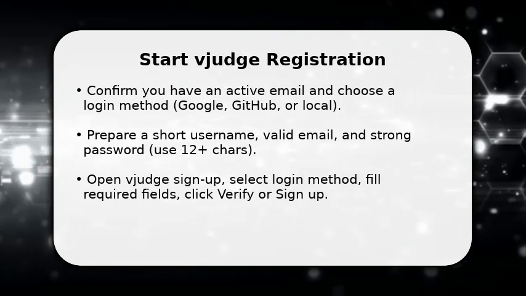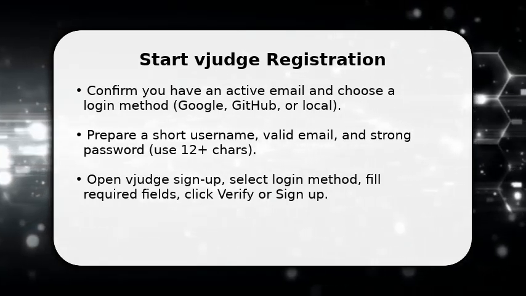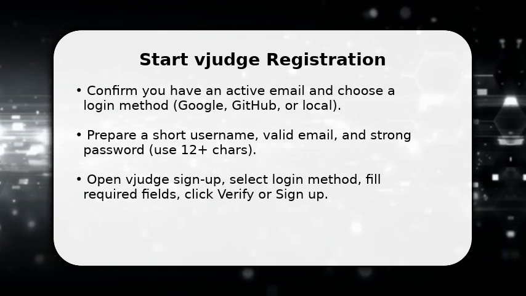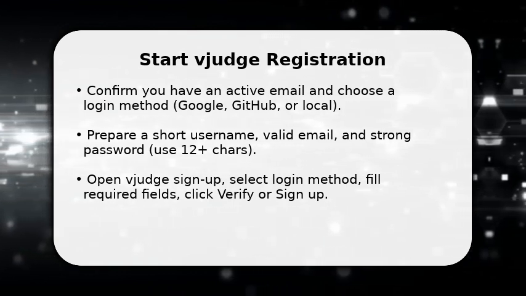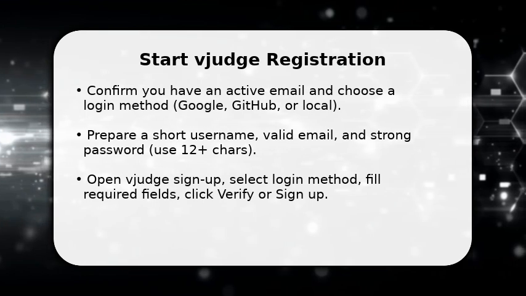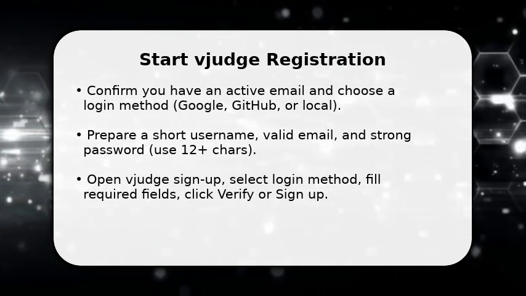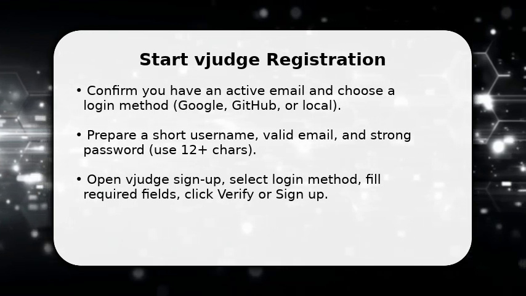You begin by picking how you want to sign in and why that matters. OAuth, Google, or GitHub saves passwords, while a local account gives direct control. Once chosen, enter a concise username, a valid email, and a strong password. These let Vjudge map your profile and accept submissions.